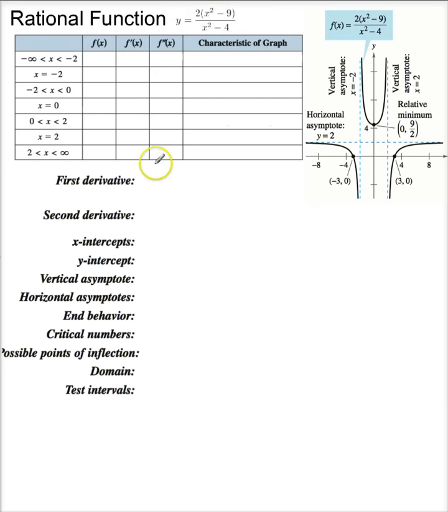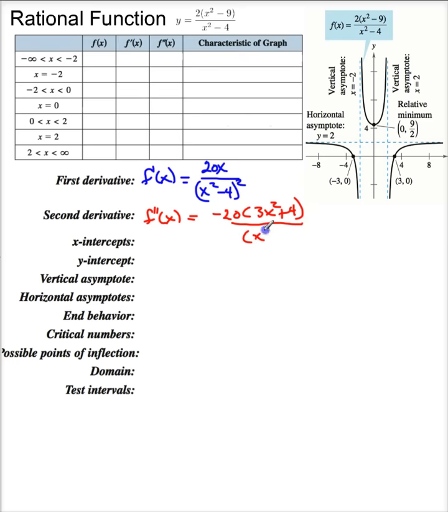The first thing you always want to do is find the first derivative. So f prime of x is 20x divided by x squared minus 4 squared. The next thing you want to do is find the second derivative, and the second derivative of this function is f double prime is minus 20 times 3x squared plus 4 divided by x squared minus 4 cubed. Now you'll see I'm going to be color coding things for a reason.